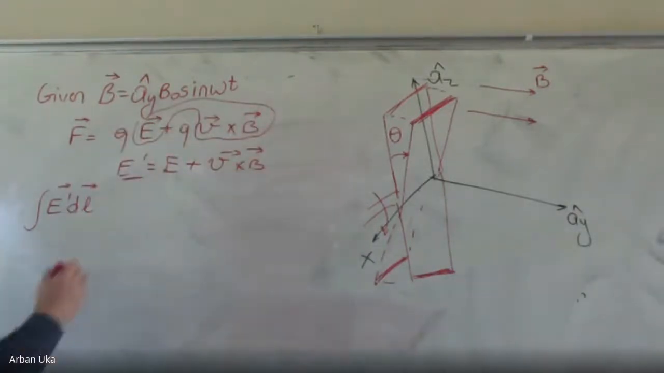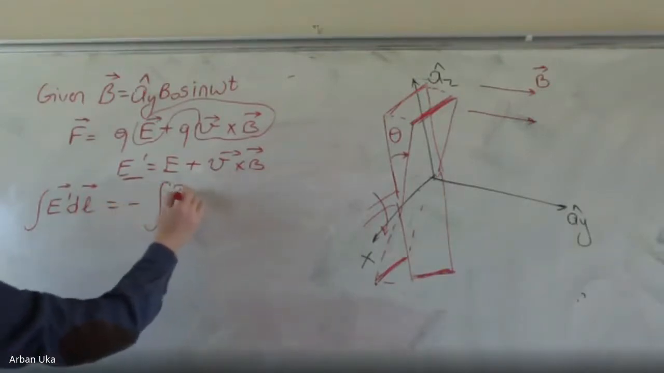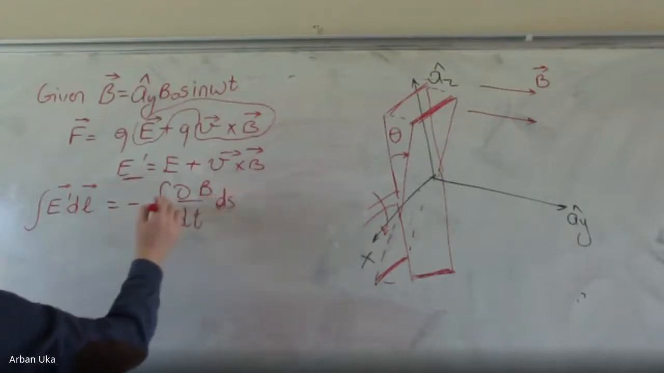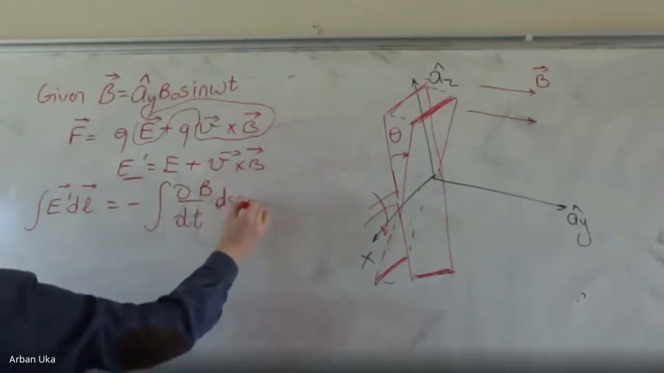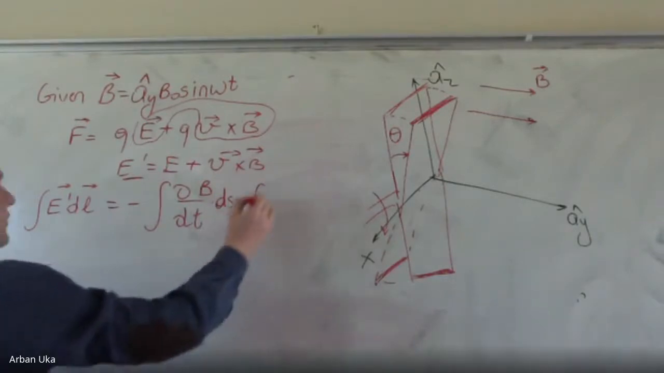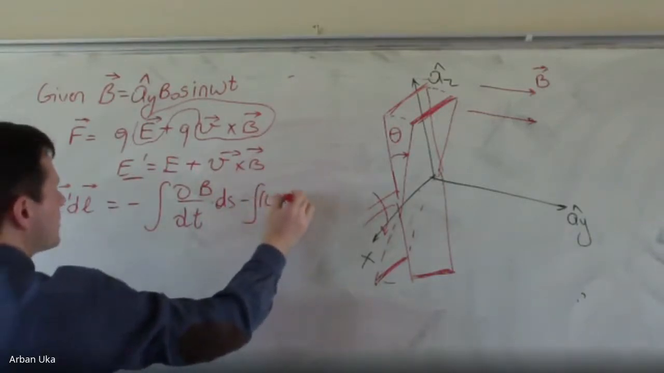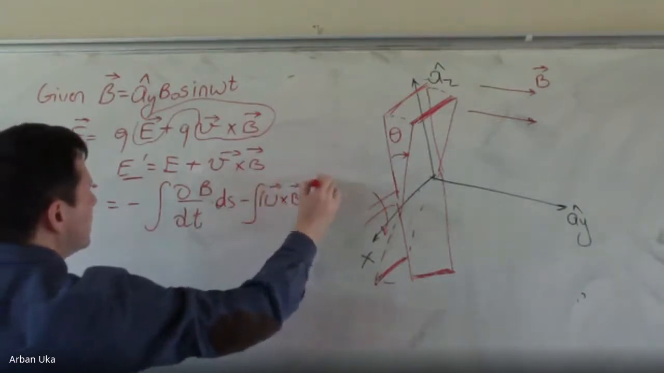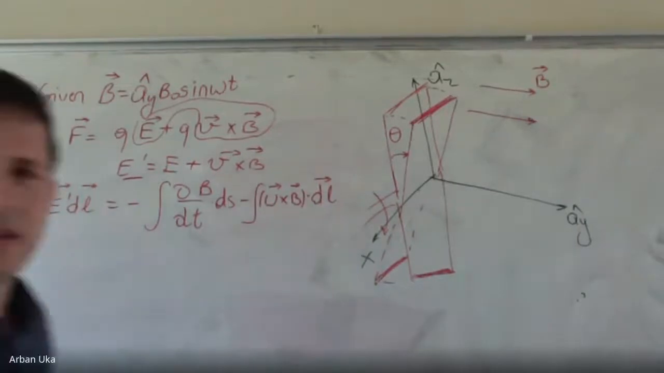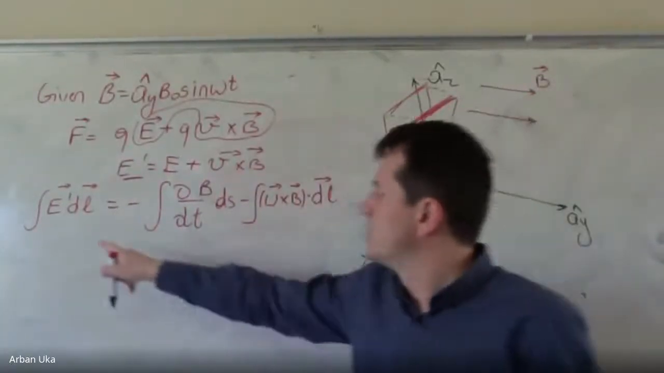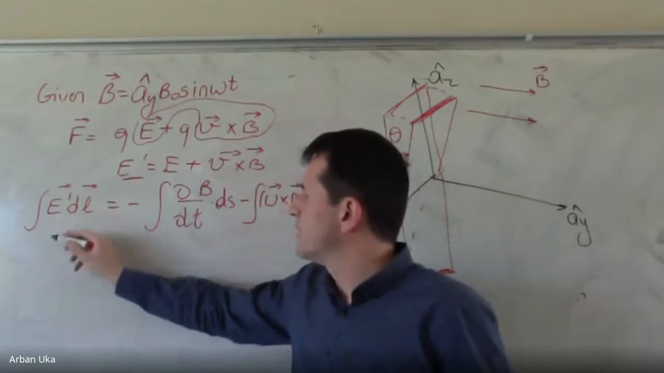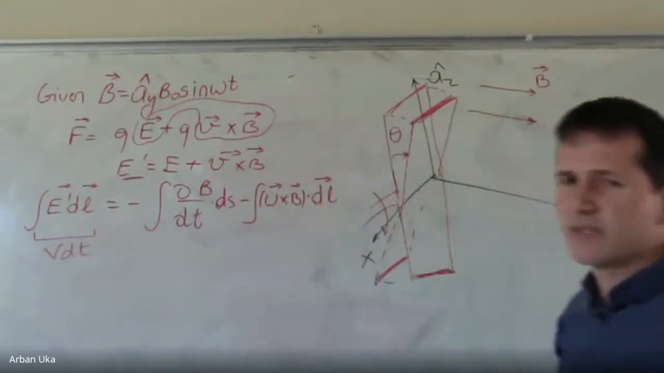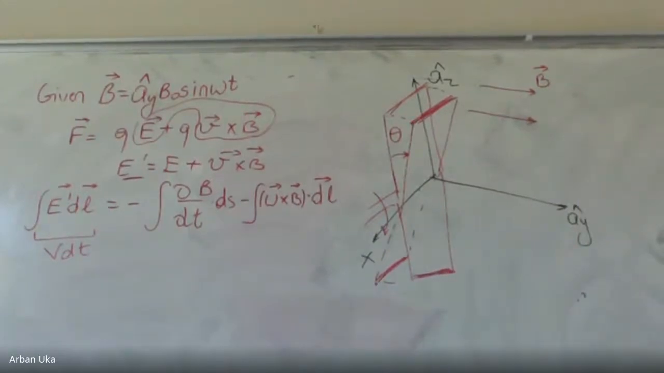this can be written as the rate of change of flux with respect to time times ds, minus the line integral of u cross B dot dl. Okay. So the complete EMF, because we see that the unit of this electric field is volt per meter times meter, so this is volt. So this is the effective EMF, and we have two different contributions.